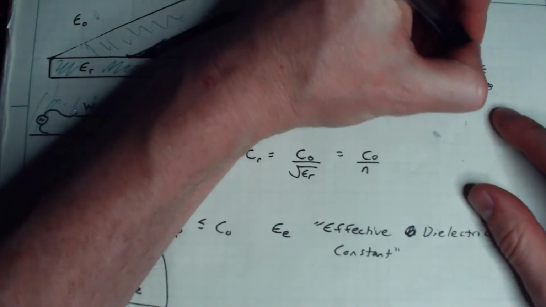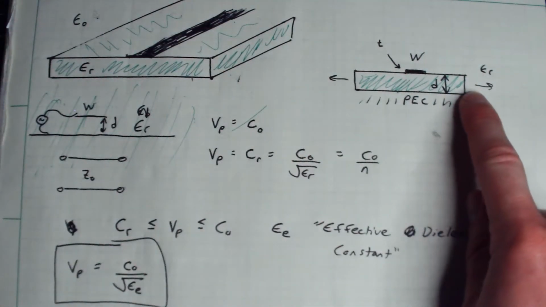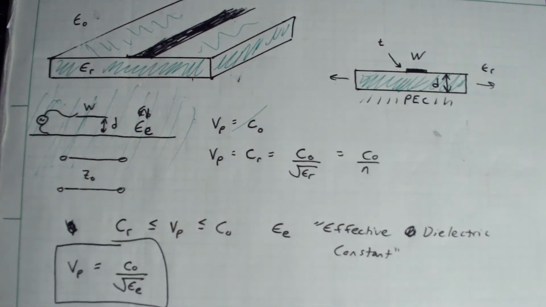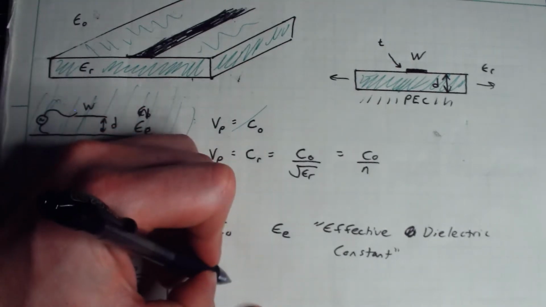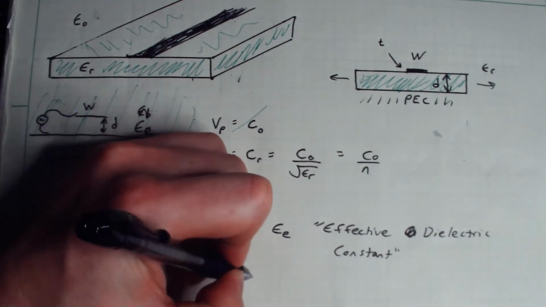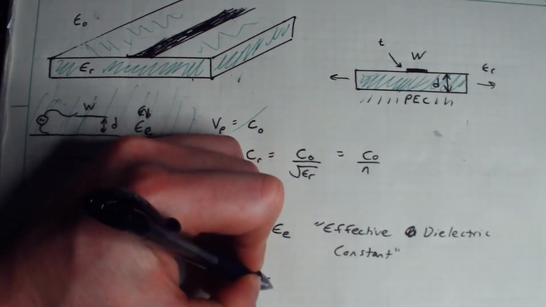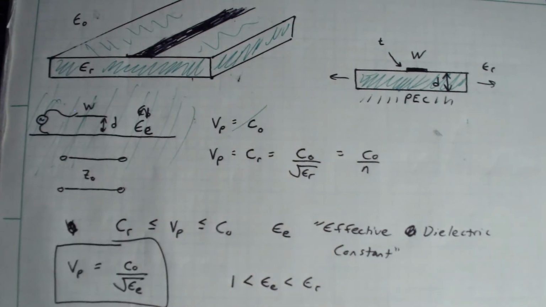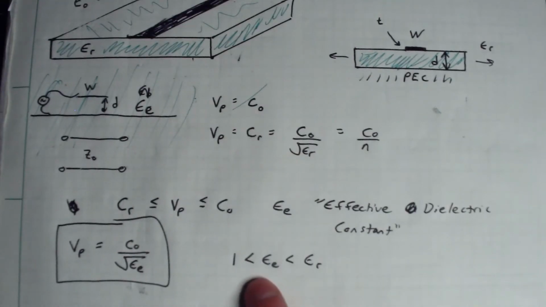So remember, this is epsilon R for this dielectric. This over here would then be my epsilon sub E. So what we would then say is 1 is less than epsilon sub E, which is going to be less than epsilon sub R. So it's going to land somewhere between those extremes. So the next question is, how do we calculate the effective dielectric constant? Is there any way to model that?